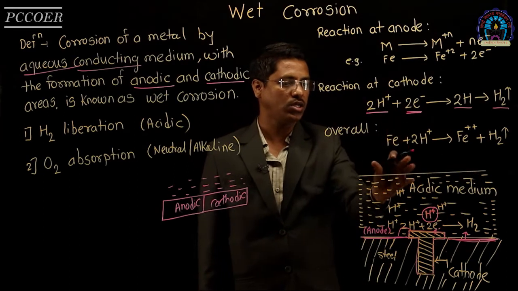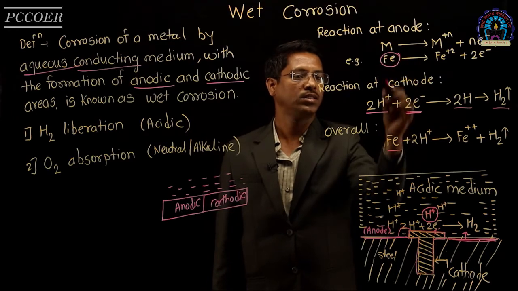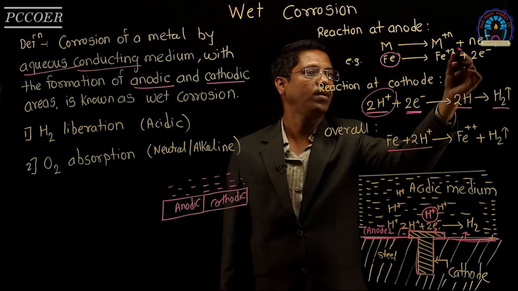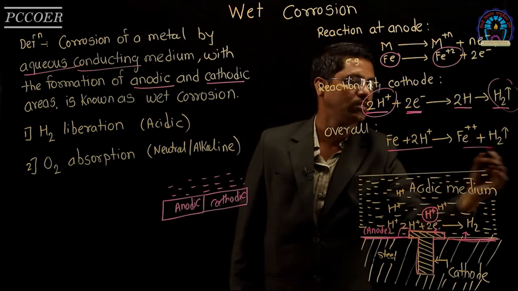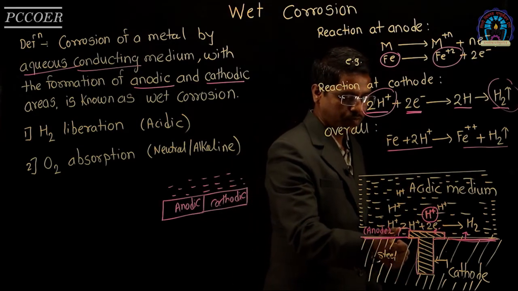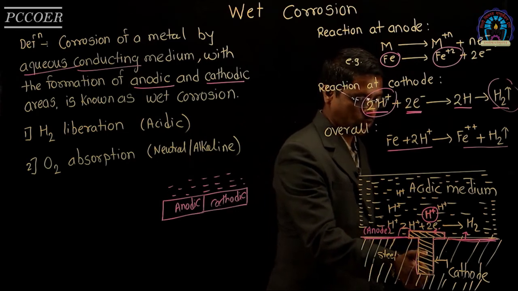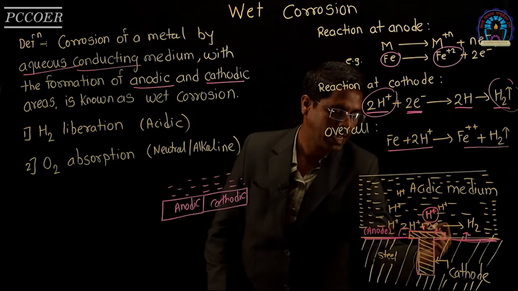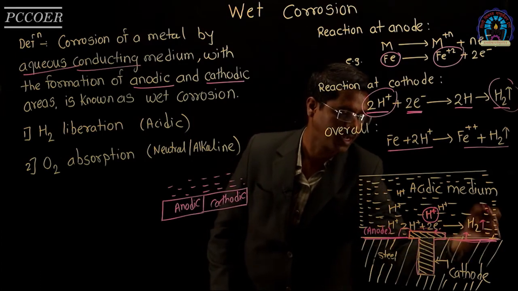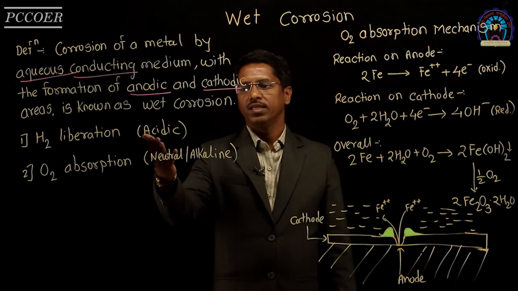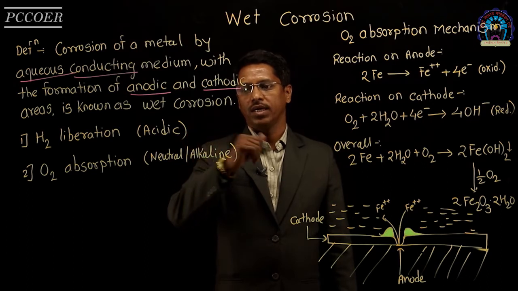And what is the overall reaction? Fe plus 2H plus gives Fe 2 plus plus hydrogen. So that is the overall mechanism. And how does it happen here? The anode loses the electron, the nut bolt is a cathode, and here the cathode accepts the electron. How? The H plus present in the aqueous medium captures the electron, and there is a hydrogen liberation mechanism. As we have already discussed, a hydrogen liberation mechanism occurs when there is an acidic aqueous conducting medium.